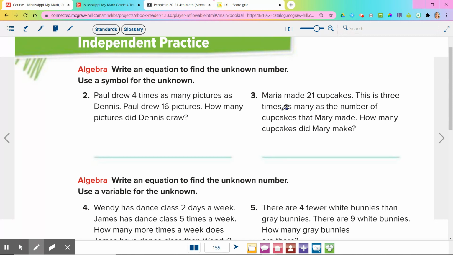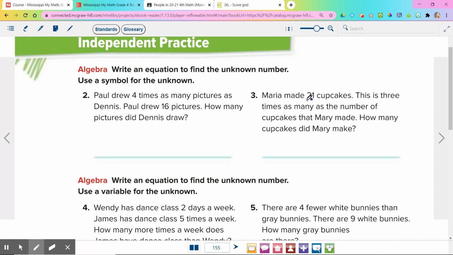Now, remember, we're dealing with additive comparisons, which means we might add or subtract. And we're also dealing with multiplicative comparisons, which means we might multiply or divide. Remember, with additive, we're looking for words like how much more, how many more, how much less, fewer. And then for multiplicative, we're looking for times as many, times as much, times more. So just be aware we could possibly be adding or subtracting or multiplying or dividing. So let's look at number 3 together.